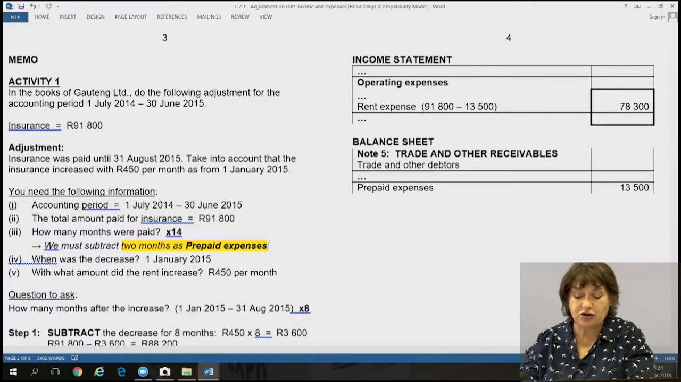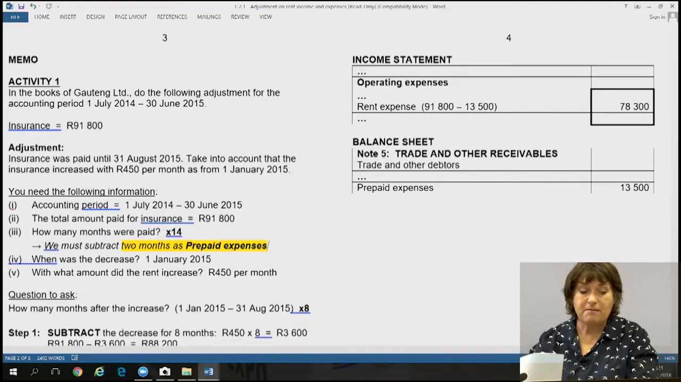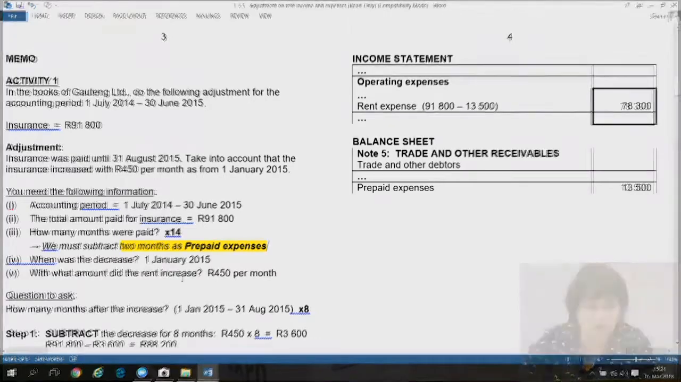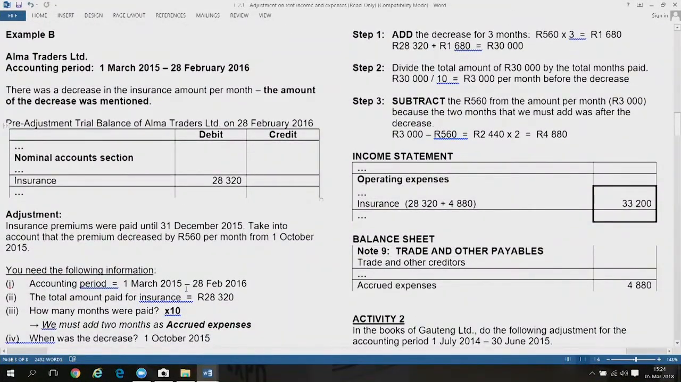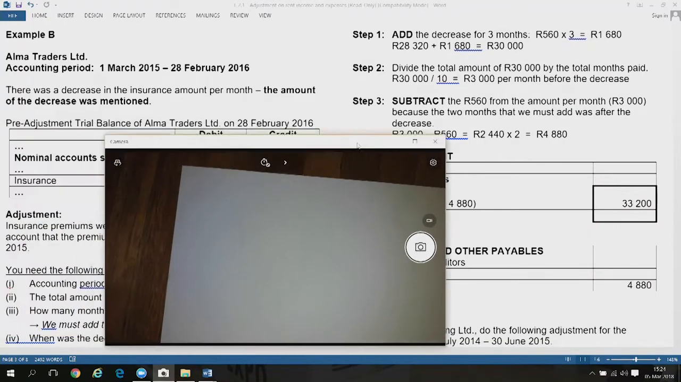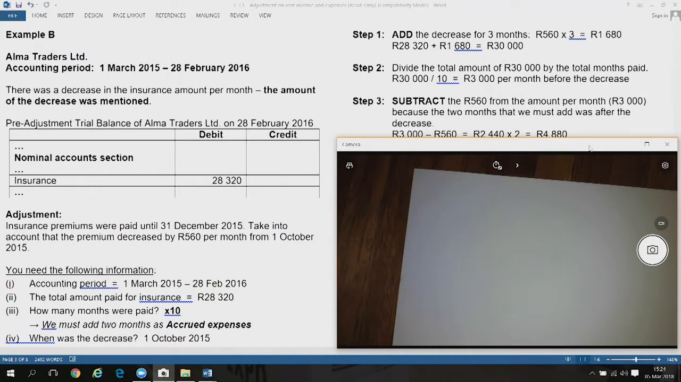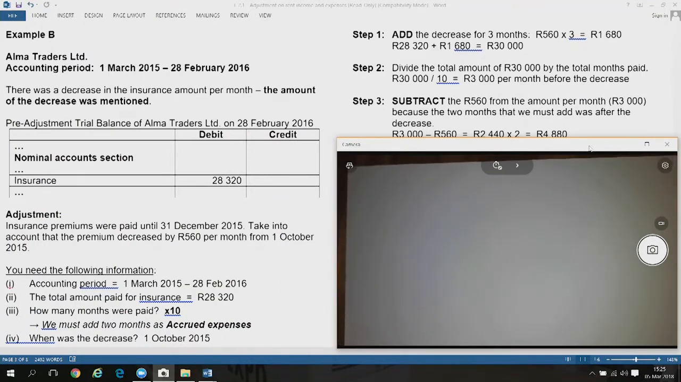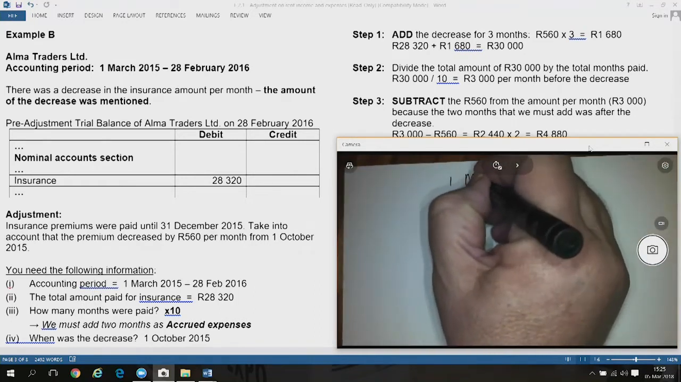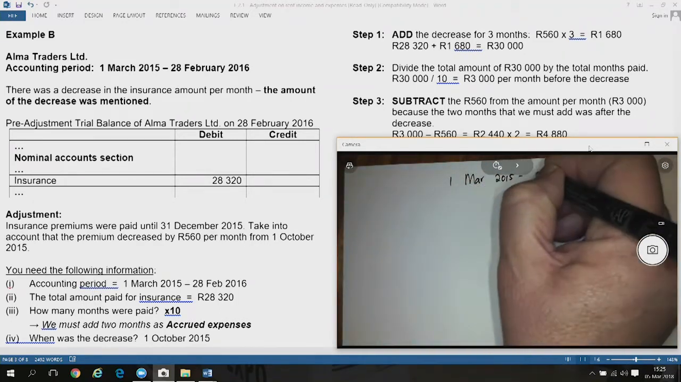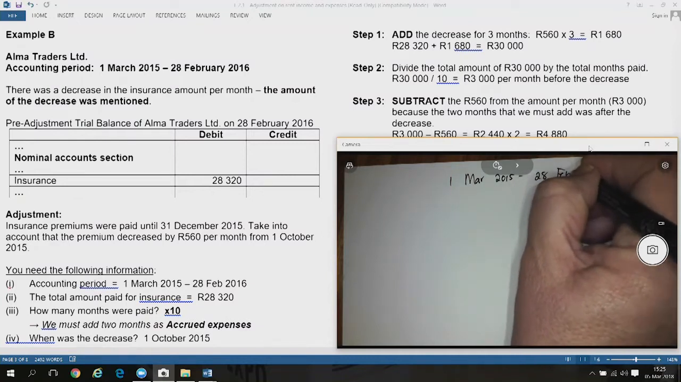But now I'm going to show you what happens if the amount per month decreases. And that is the one that sometimes is a little bit complicated. Okay. There was a decrease in the insurance amount per month, and the amount of the decrease was mentioned. Okay, there's our activity, or our example. We are back at Alma Traders, so we are back in the 1st of March 2015 until 28 February 2016.